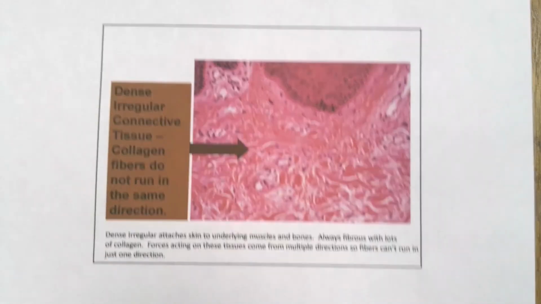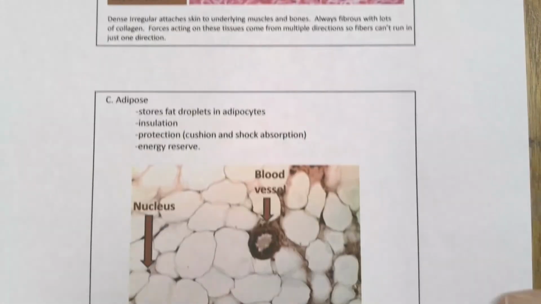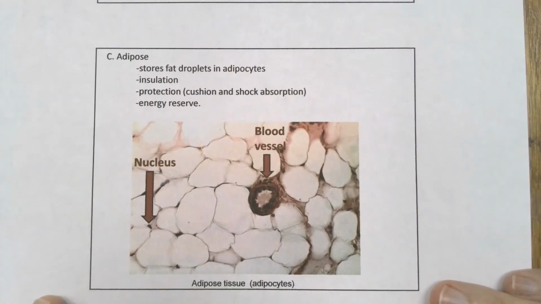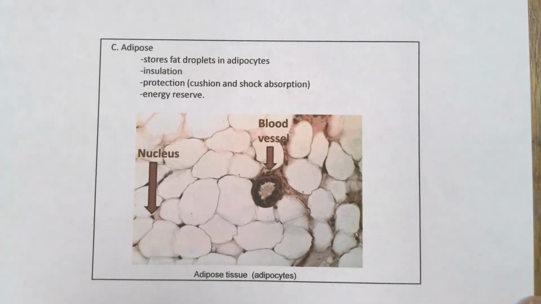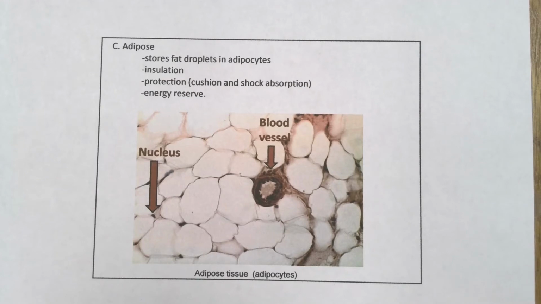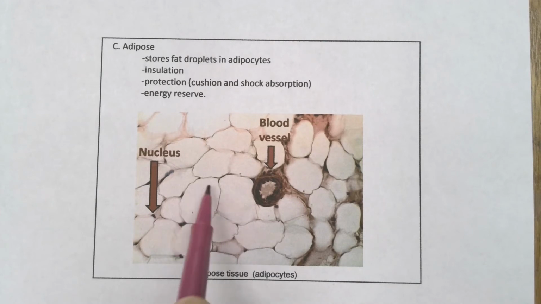Okay, then the next type is adipose. Adipose tissue is what we often call fat. It's filled with lipids. So this cell, for example, there's the nucleus for that cell, there's the nucleus for that cell. The nucleus gets pushed off to the side because everything in this cell is a lipid, and all the other organelles got pushed off to the side as well.